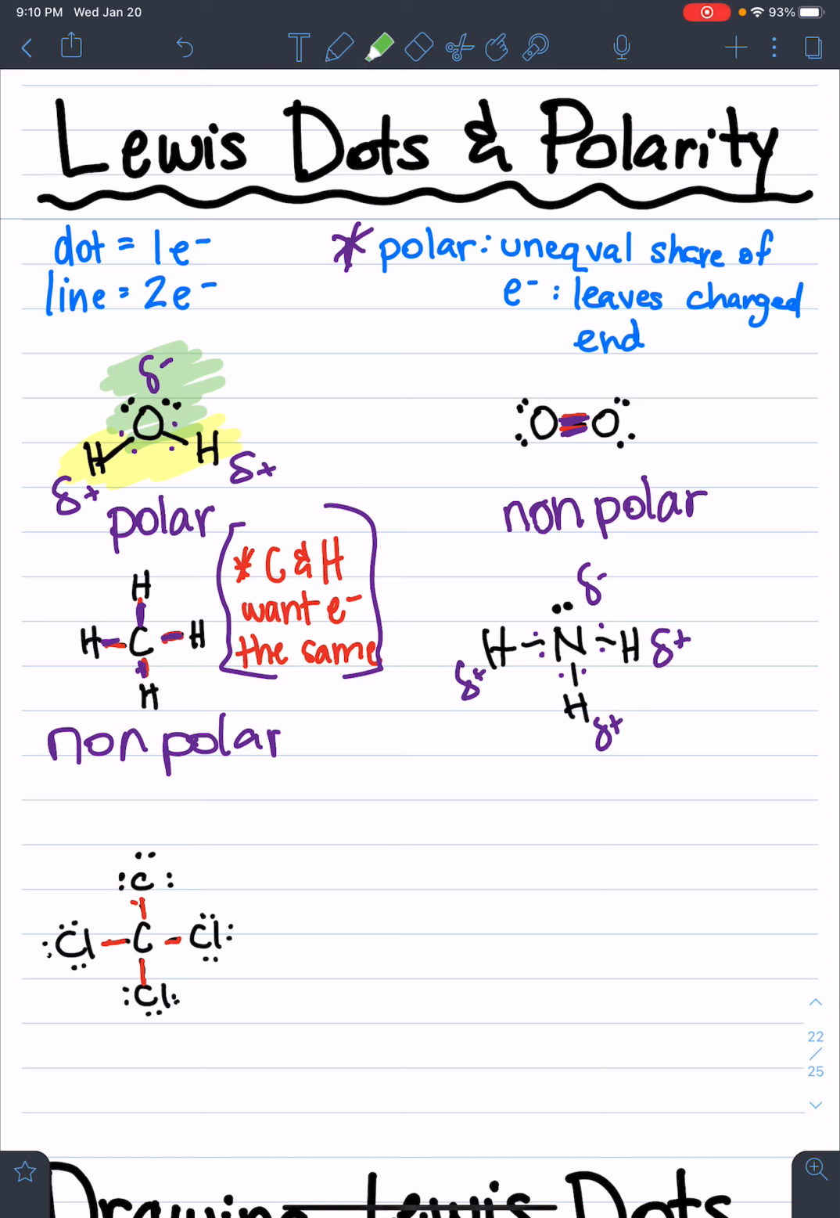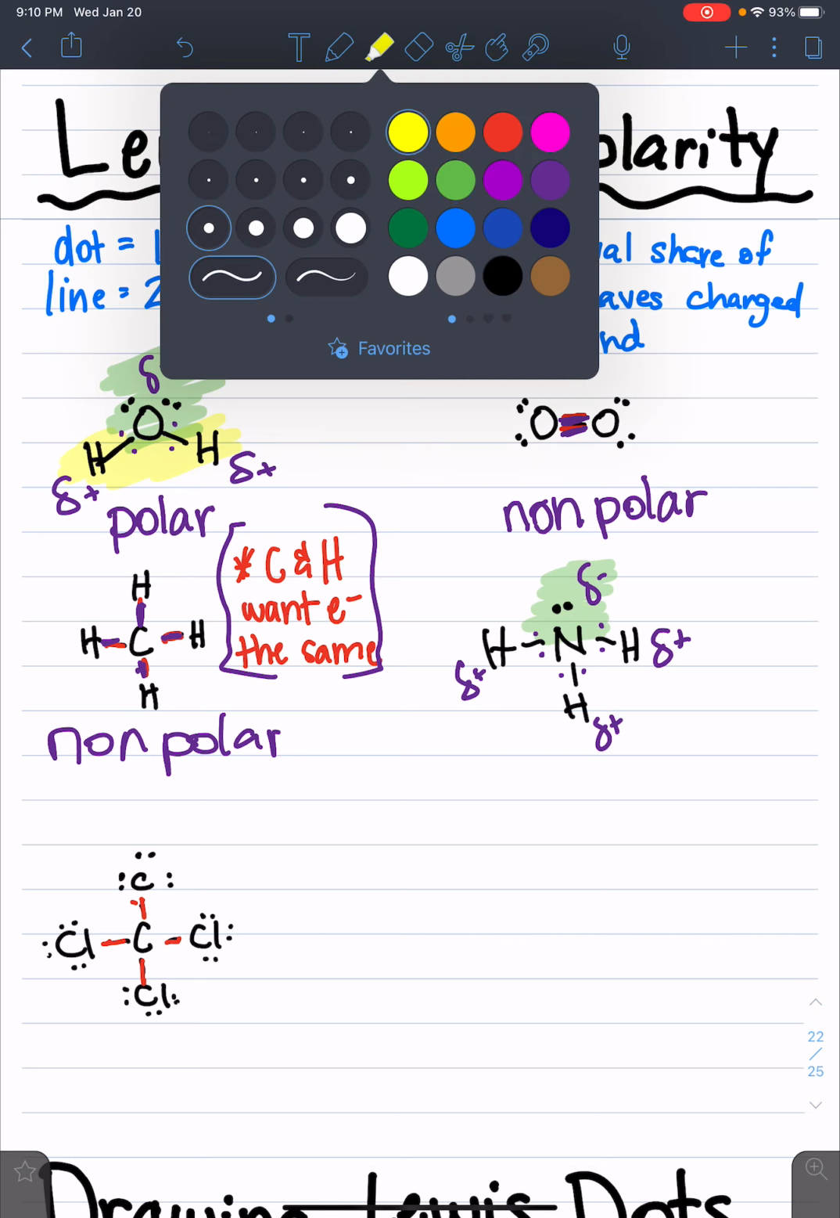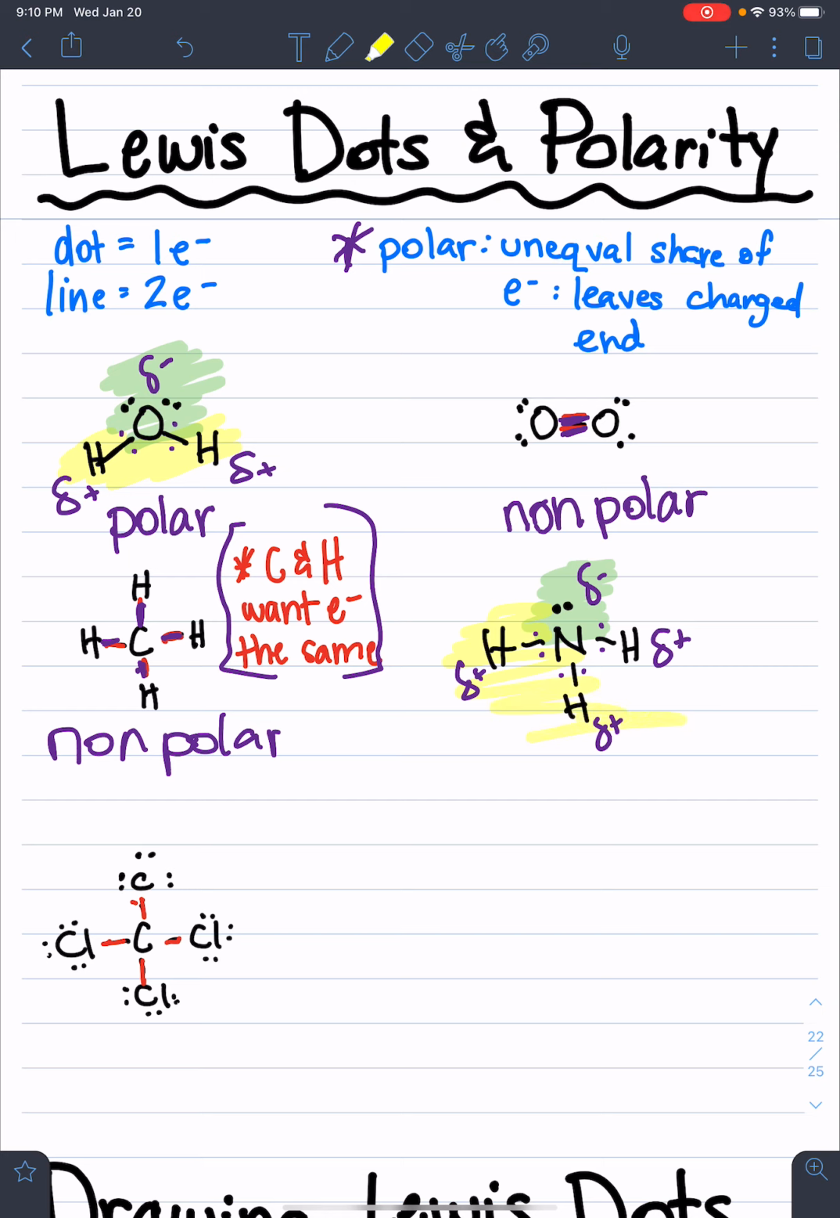So we know that we're going to have a partial negative section up at the top, and that we're going to have partial positive sections kind of on the side and at the bottom. But we still have a negative end up at the top with a positive end down at the bottom. So it still is polar because we have the negative and the positive at different ends.